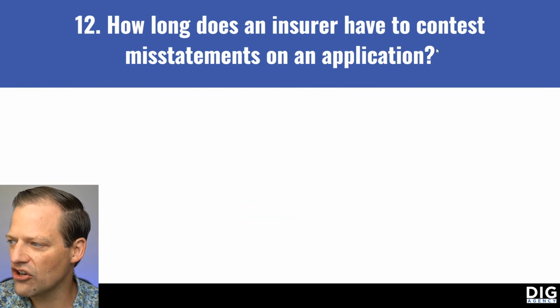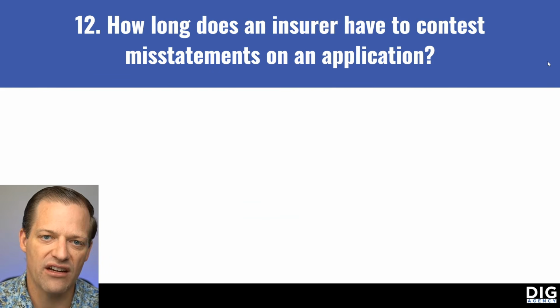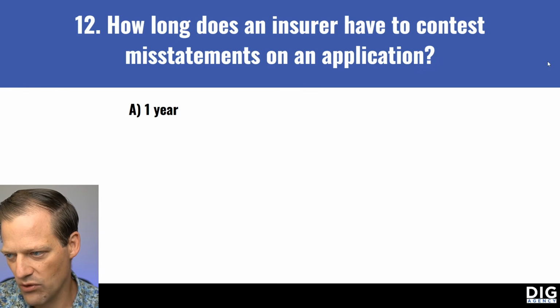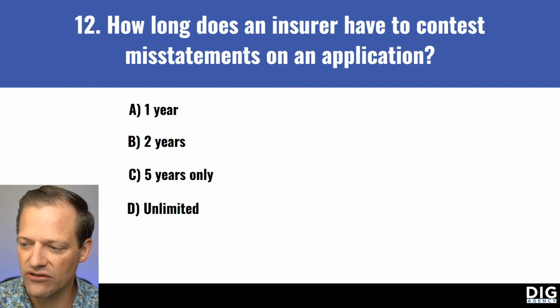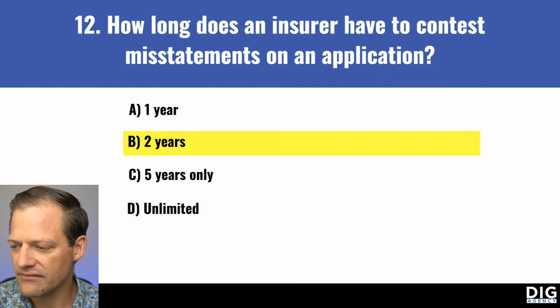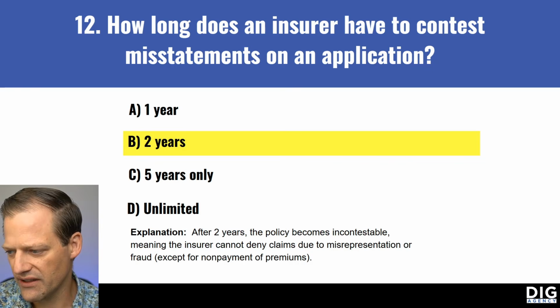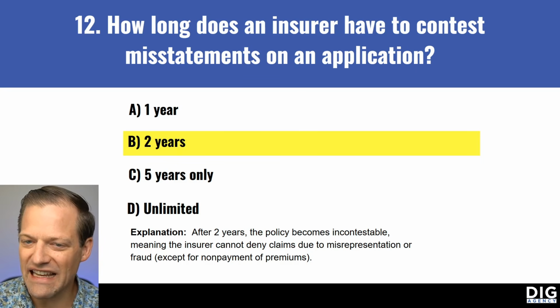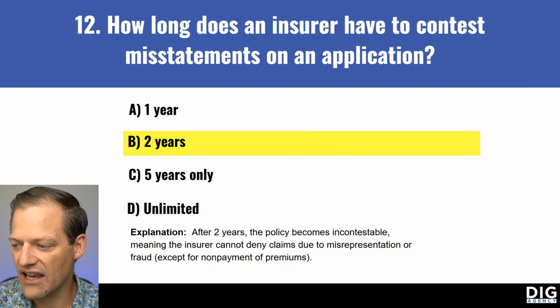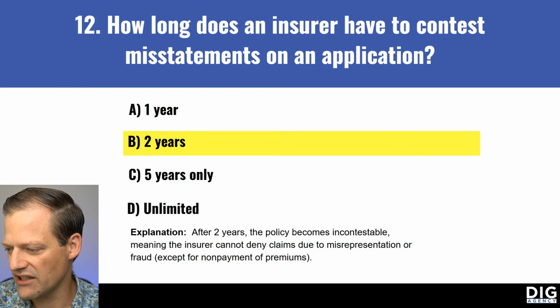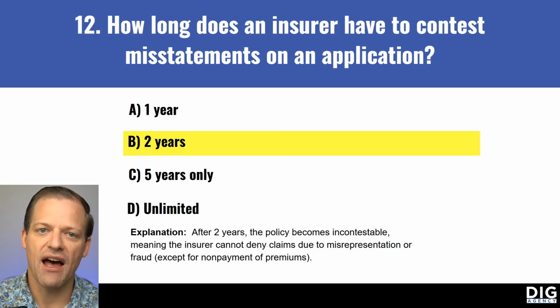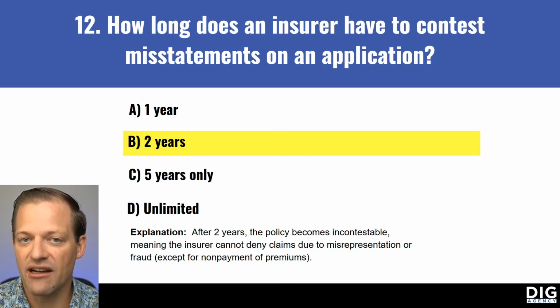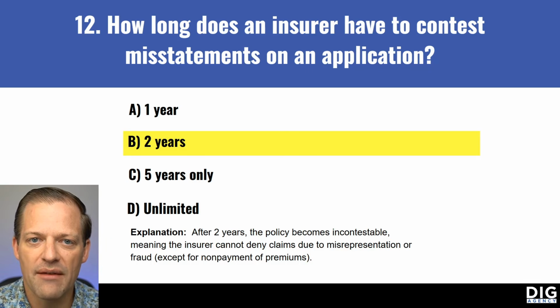How long does an insurer have to contest misstatements on an application? A, 1 year, B, 2 years, C, 5 years only, or D, unlimited. The answer is B, 2 years. After 2 years, a policy becomes incontestable, meaning the insurer cannot deny claims due to misrepresentation or fraud except for non-payment of premiums.